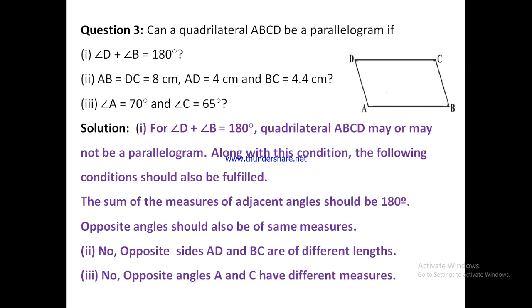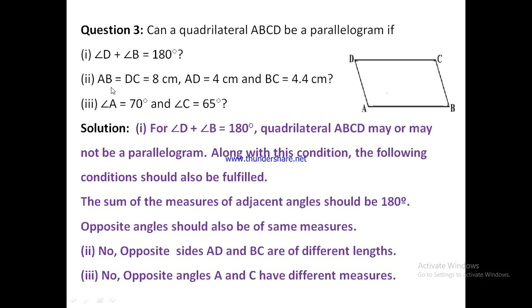So it may be a parallelogram or may not be a parallelogram, because along with this condition the following condition should be fulfilled. As we know that the sum of measures of adjacent angles should be 180 degree. So we should have these measures also, and we know that opposite angles should also be of the same measures. So other conditions we don't know. So we cannot say it will be a parallelogram or not. It may be or it may not be.